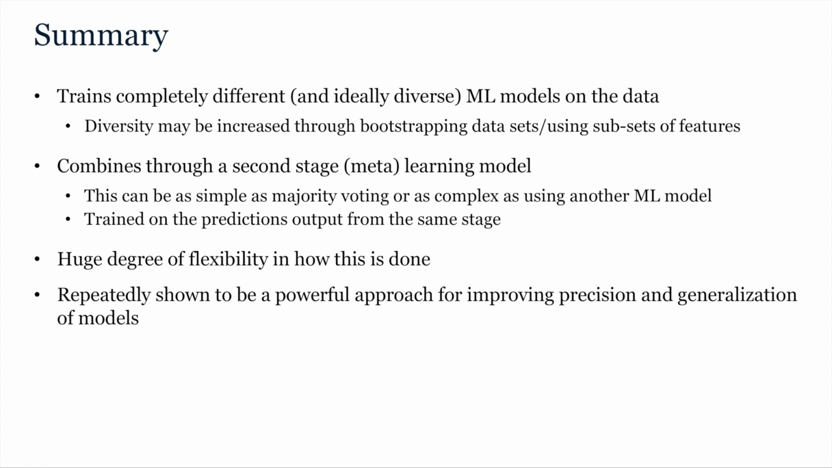So in summary, stacking is simply the process of training separate machine learning models on the same training data and then combining their predictions. Best performance is achieved by training diverse models of very different types. Diversity may be increased through bootstrapping data examples or training on different subsets of features. The idea is that these predictions are combined through a second stage meta-learning model, which can be as simple as performing majority voting, but also often uses a second stage classifier or regression model, where the features of this second stage are the predictions from the first stage.